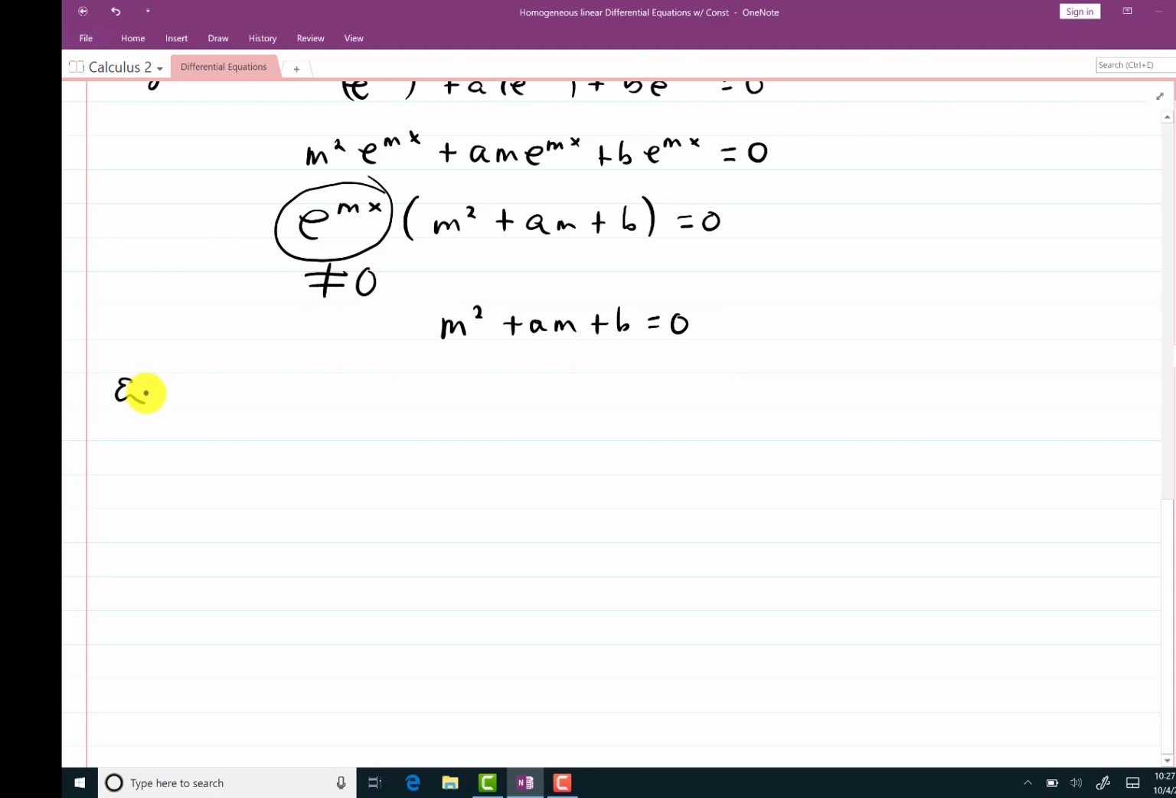Let's do an example to illustrate this. Let's solve y double prime plus 4y prime plus 3y equals 0.